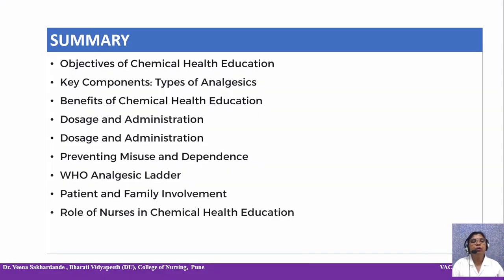So to summarize these topics, chemical health education is very important: types of analgesics, benefits, how to educate, then educating the family, patient and relatives, and the nurse's role.